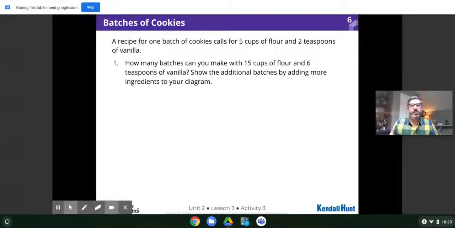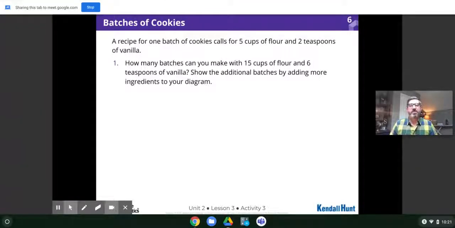So we know that one batch of cookies calls for 5 cups of flour and 2 teaspoons of vanilla. So how many batches could we make if we had 15 cups of flour and 6 teaspoons of vanilla? What do you think? 3. 3, that's right. So how did we get there? Well, we used division this time.